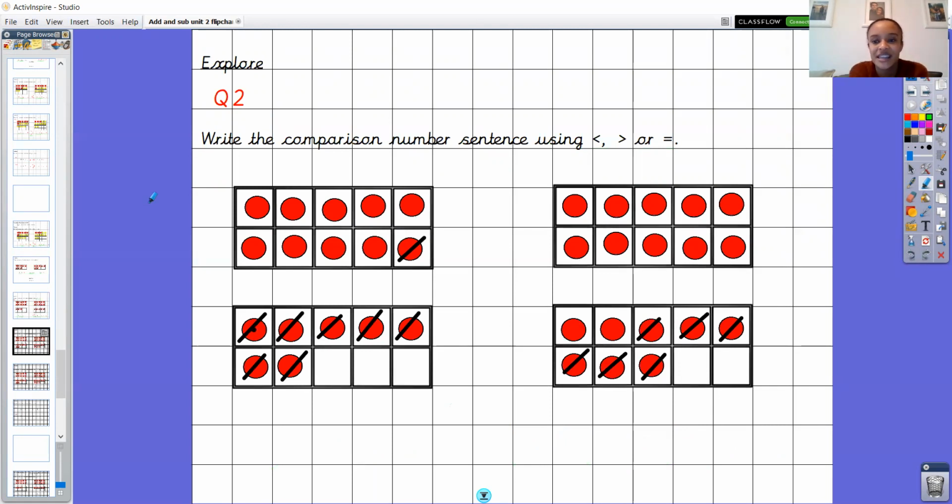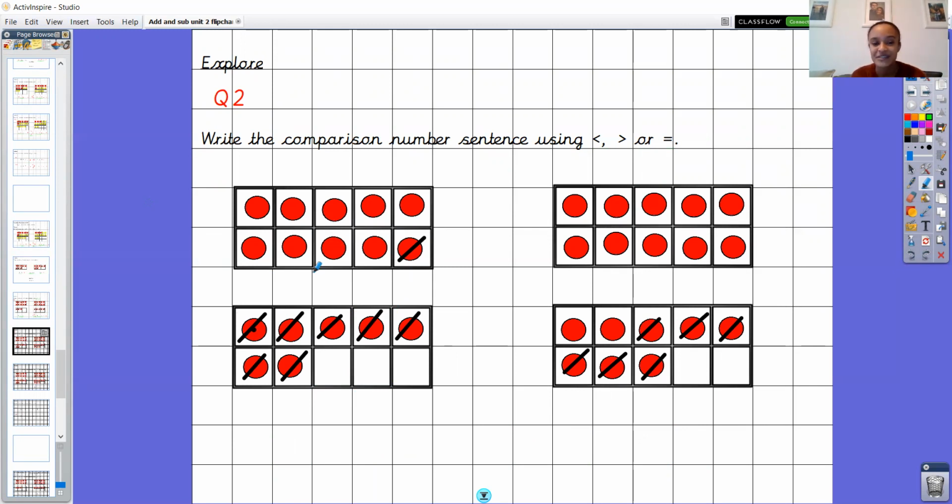Question 2, this time the number sentence hasn't been started off to help you, okay? So you need to find out the whole number sentence. So remember, when we do that with a subtraction, we need to find out what the whole is, which includes the ones that are crossed out. Then we find out how many are being taken away, which are the ones that are crossed out. And then we find out how many is left, which are the ones that are not crossed out.